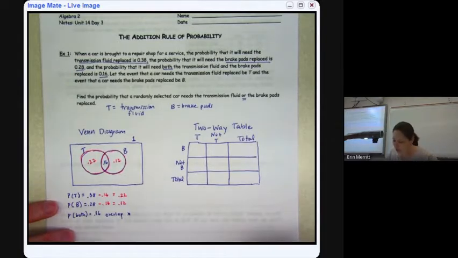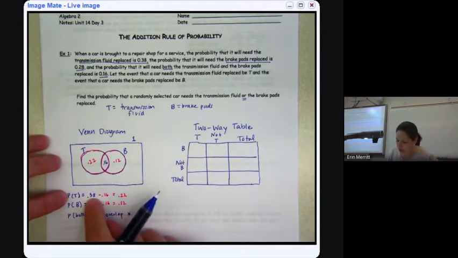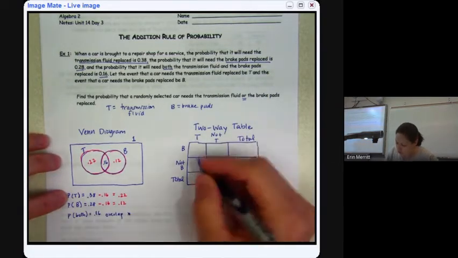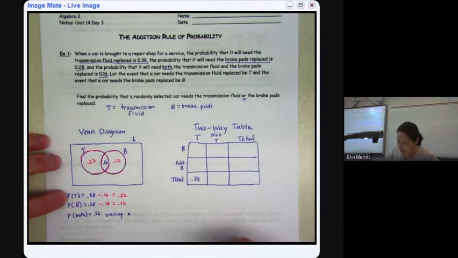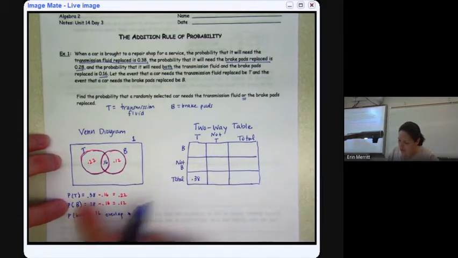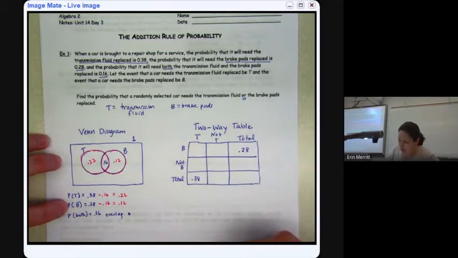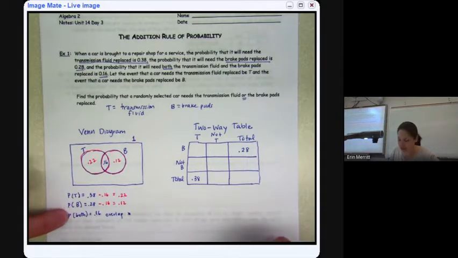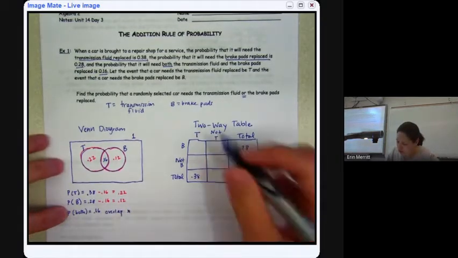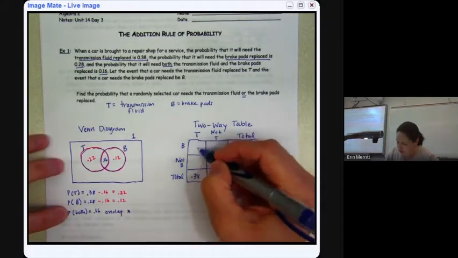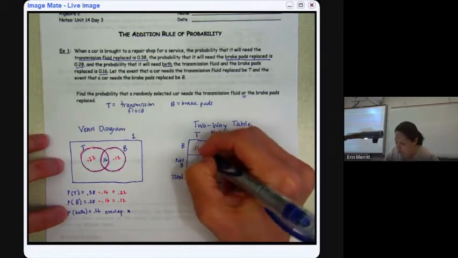If we go through, the information that's being given doesn't change. So I'm still going to use this data over here. The probability of transmission fluid is 0.38. That's the total number of cars, so 0.38 goes down here. The probability of brake pads goes to the end, and that's 0.28. And then the probability they need both, that's the overlap, the intersection. So right here where brakes and transmission cross, we put the 0.16.